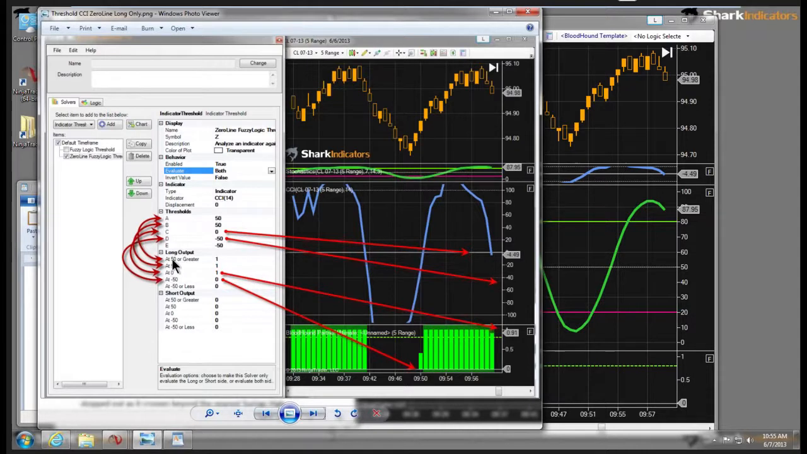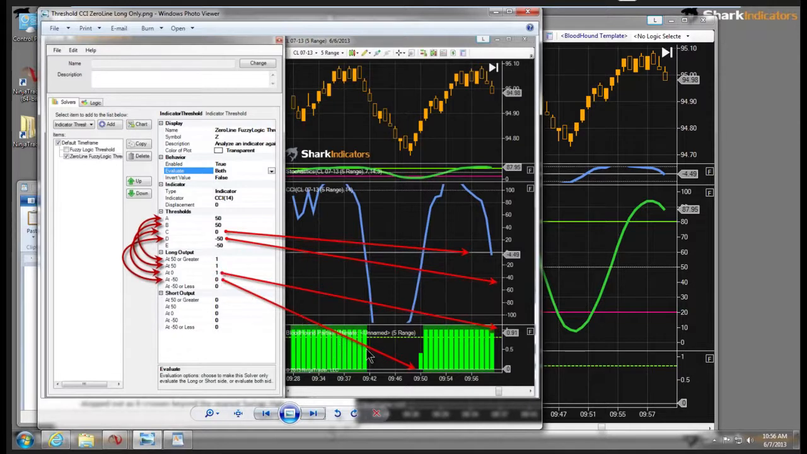Now if we look at how the outputs are structured, this part is probably pretty easy to understand, pretty intuitive. When the CCI is at 50 or greater, we want a long output because the CCI indicator is above 0, so we want 100% confidence. Once again, when it's just at 50, we want 100% confidence, or when the CCI is at 0, we want 100% confidence. So anytime the CCI is at 0 or above, we're going to get 100% confidence output.